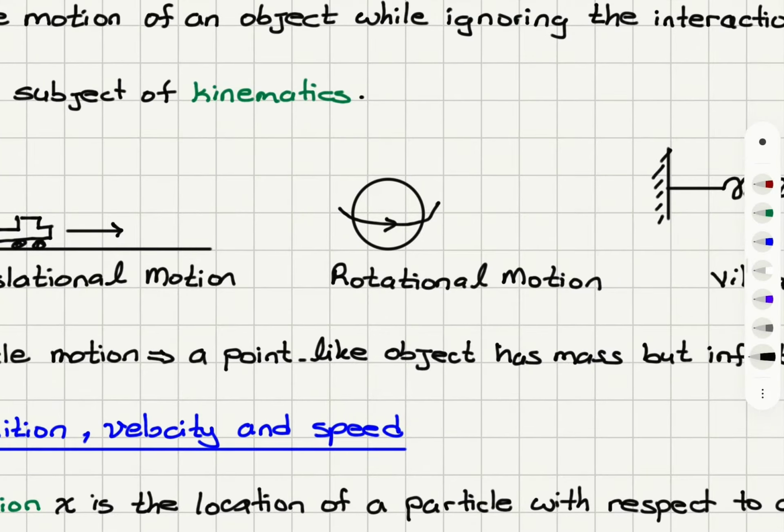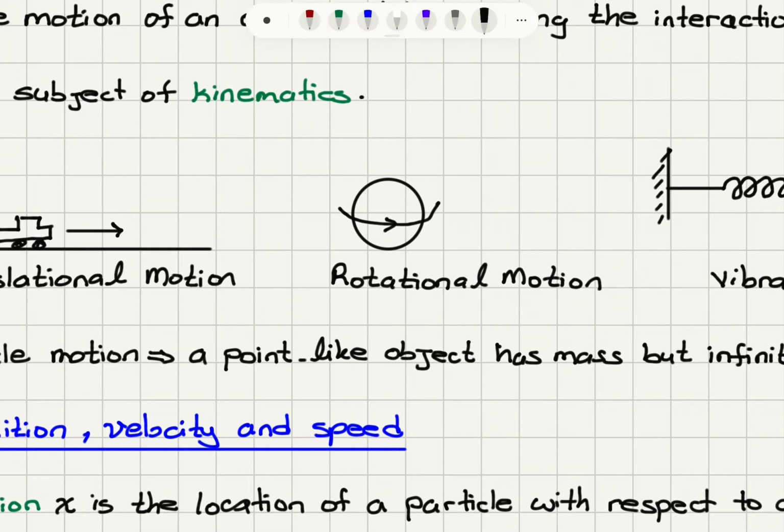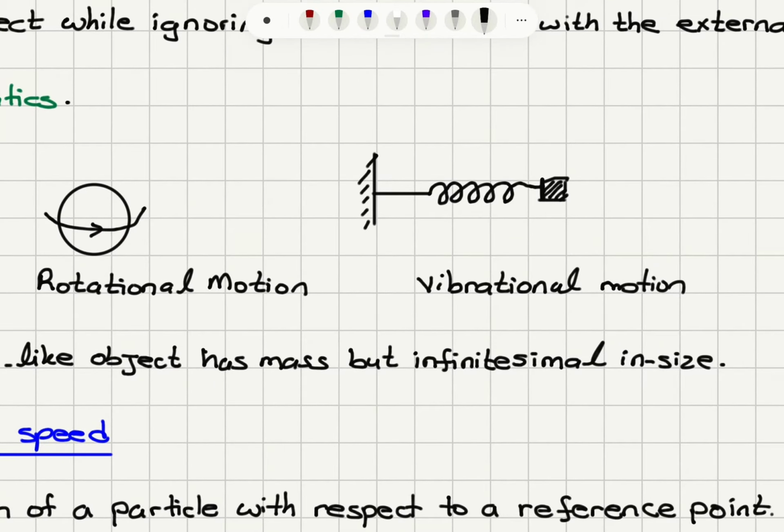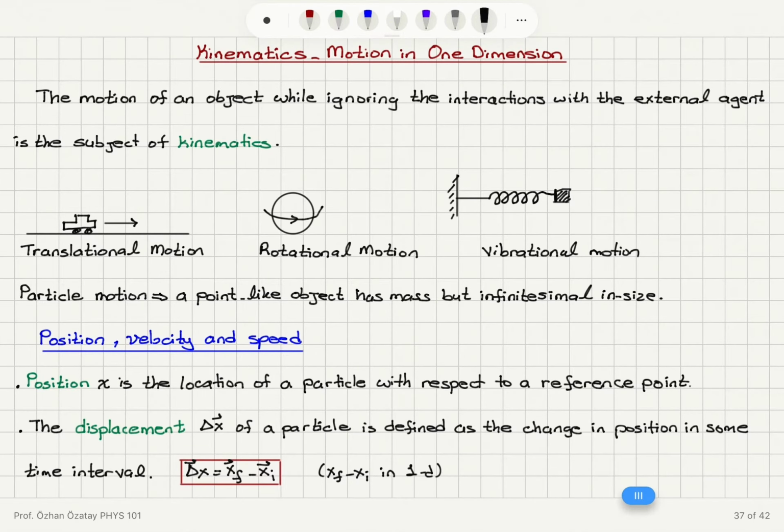Rotational motion, this could, for example, be a rotating ball. And we have vibrational motion. For example, if you have a mass spring system, mass attached to a spring, and the spring stretches and compresses periodically. So when we talk about these motions, we have a model in our mind.